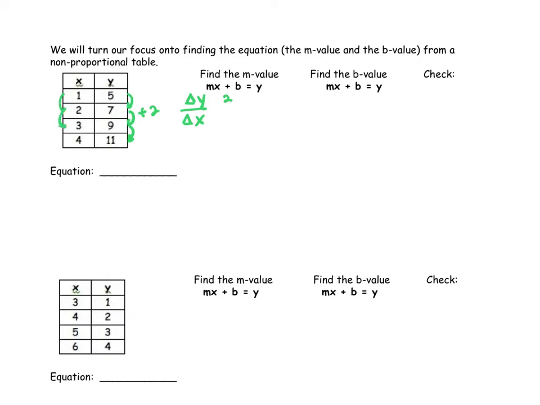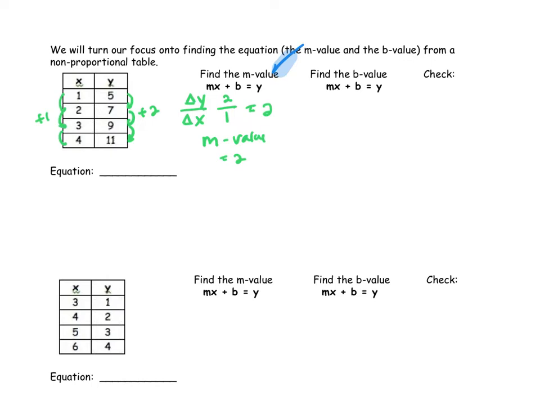If I look at my change in my x values going from 1 to 2, 2 to 3, and 3 to 4, that's a change of positive 1. And so if I take 2 divided by 1, I get 2, and so our m value equals 2. So now we want to move forward and find the b value, because we have now found our m value. So let's see what we can do.